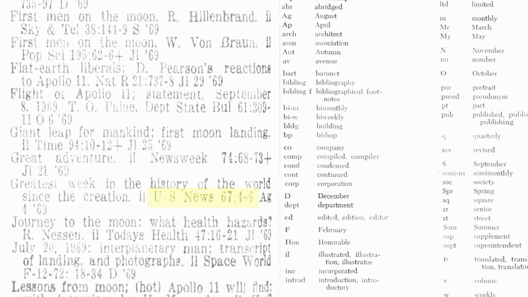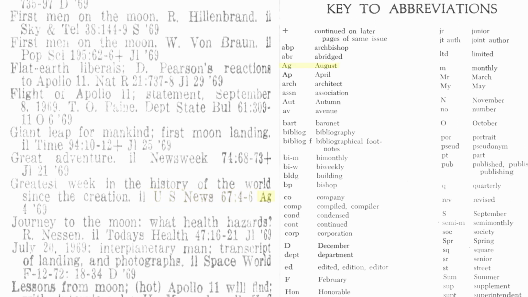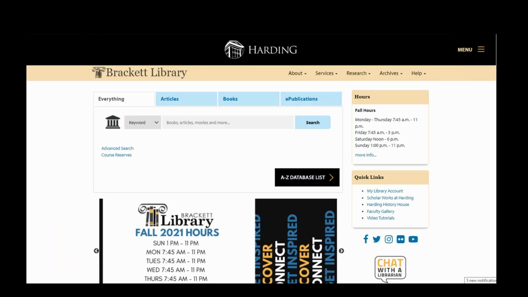Volume or issue 67, pages 4 through 6. AG stands for August, so August 4th, 1969. Take a picture of or write down the citation so that you can refer to it later. Now we need to see if the library has this article.